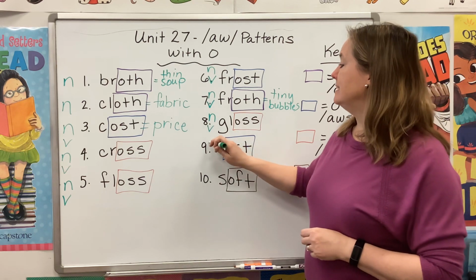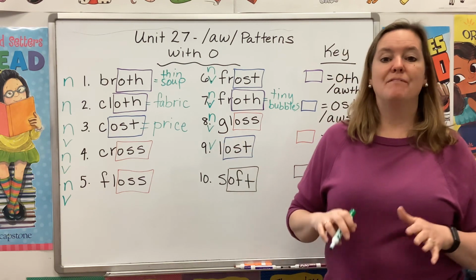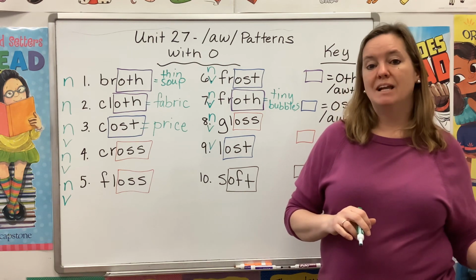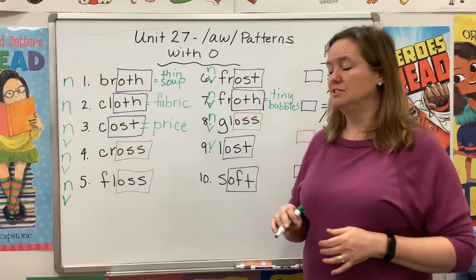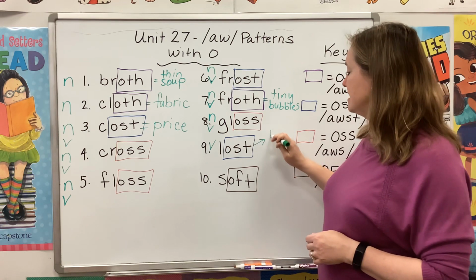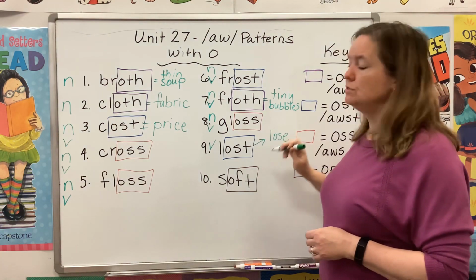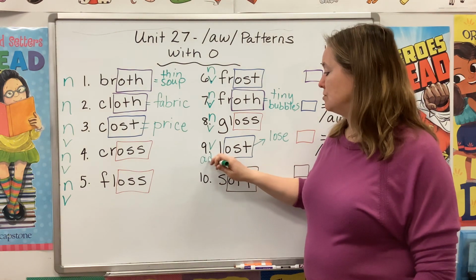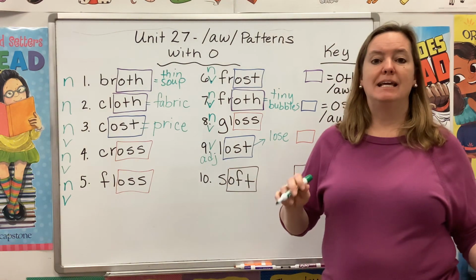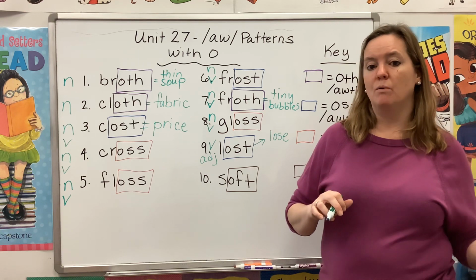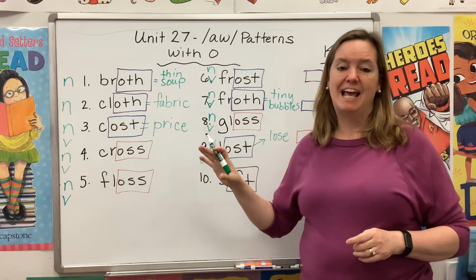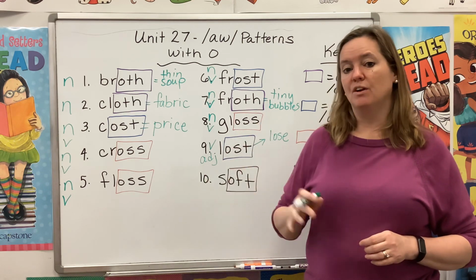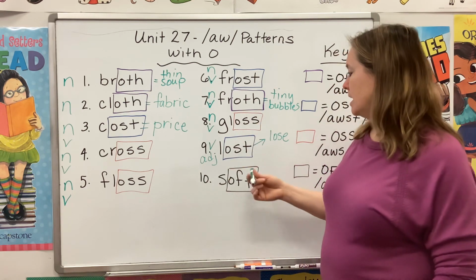Lost is a verb. When we think of it as the past tense, now I lose my phone. Yesterday I lost my phone. So it's the past tense of lose. But we can also use it as an adjective, as a describing word, right? I can't find my lost phone, or I saw a sign hanging. People were looking for their lost cat or their lost dog.